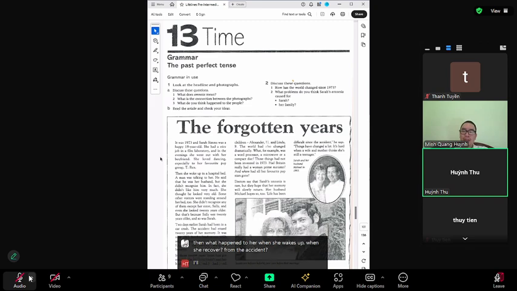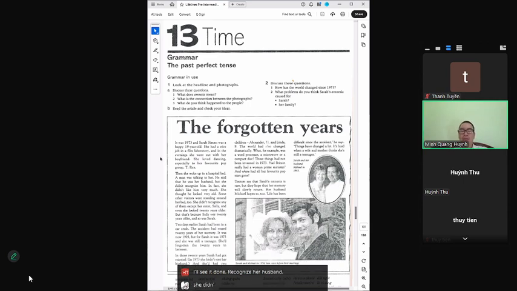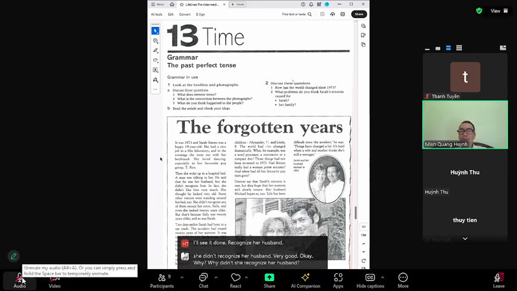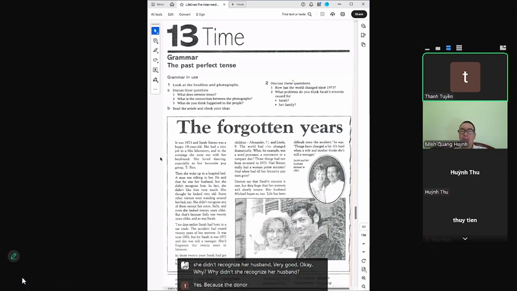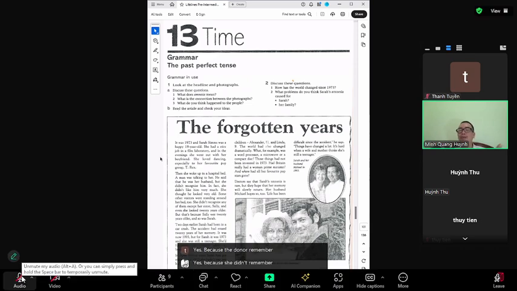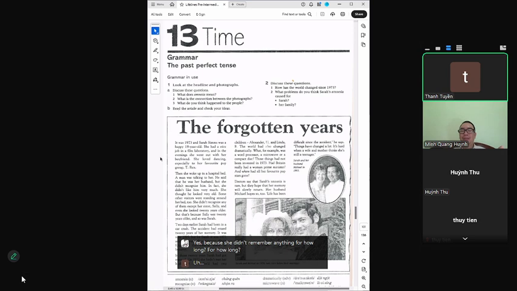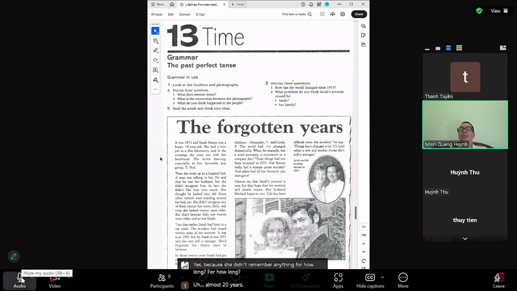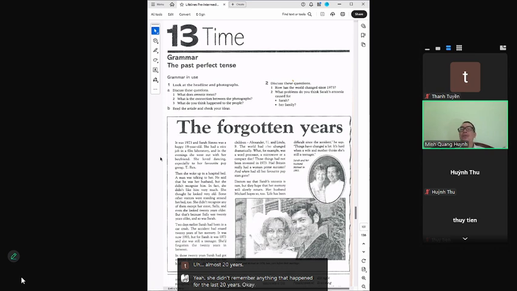She didn't recognize her husband. Very good. Okay, why didn't she recognize her husband? Because she didn't remember. Yes, because she didn't remember anything. For how long? Almost 20 years. Yeah, she didn't remember anything that happened for the last 20 years. She woke up after the accident and she forgot the past 20 years of her life.